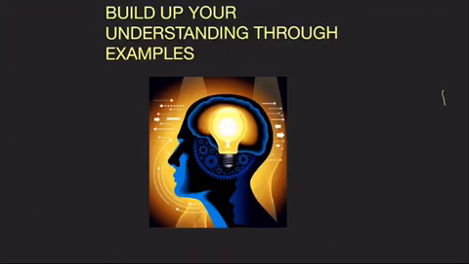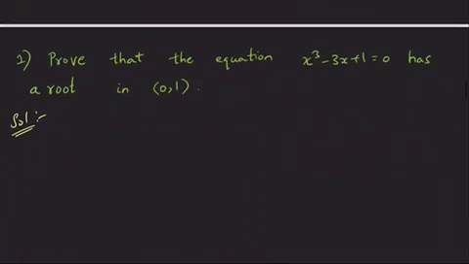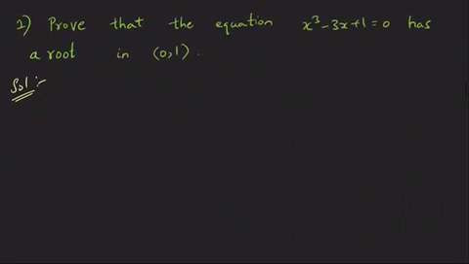Hello everyone. In this video we are going to work out some examples on the intermediate value theorem. So let's begin. The first example: prove that the equation x cube minus 3x plus 1 equals 0 has a root in the open interval (0, 1).